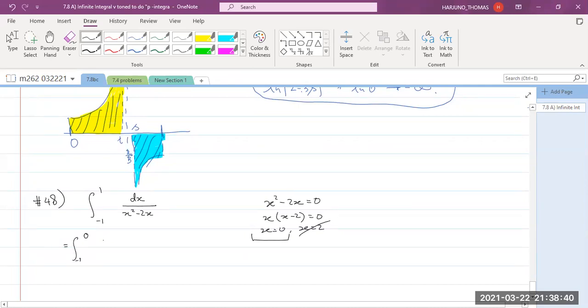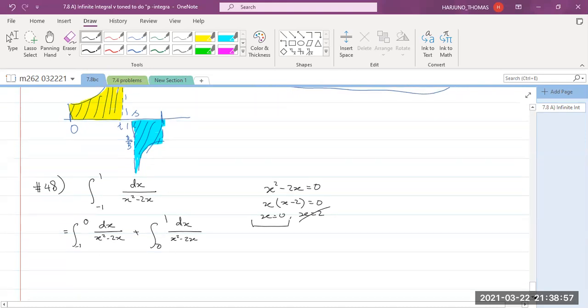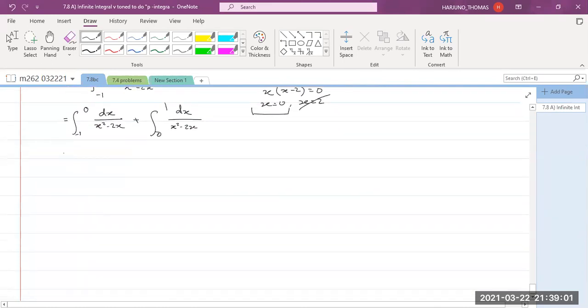Integral -1 to 0 of dx over x squared minus 2x plus integral from 0 to 1 of dx over x squared minus 2x. Oh shoot, I need to do integration by parts later on, huh? Let me do the limit first. This is equal to limit t goes to 0 from the left-hand side, integral -1 to t dx over x times x minus 2, plus limit s going to 0 from the right-hand side, integral from s to 1 dx over x times x minus 2.